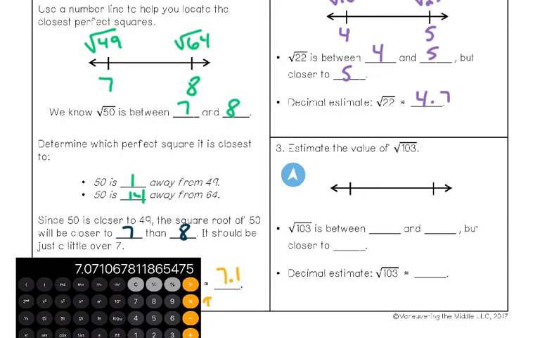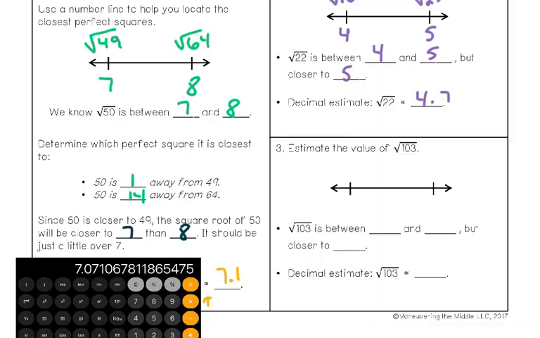Number 3, we're going off a little bit. It says estimate the value of the square root of 103, so we're going off of that chart that goes up to 100. So you have to think a little bit about this one. So step 1 is to check to make sure that the square root of 103 is not a perfect square. It is not, because there is not a number times itself that equals 103. So I need to think about which two numbers it is between. So which two perfect squares does it come between?